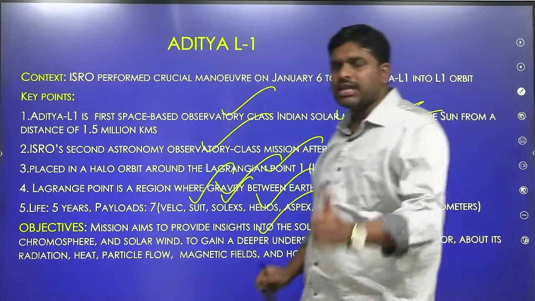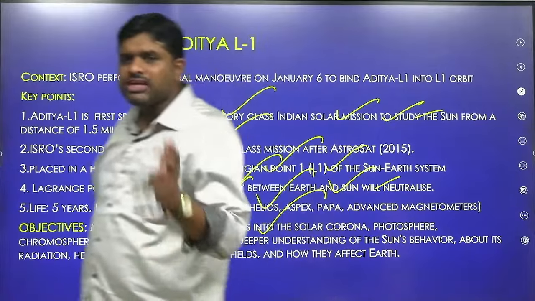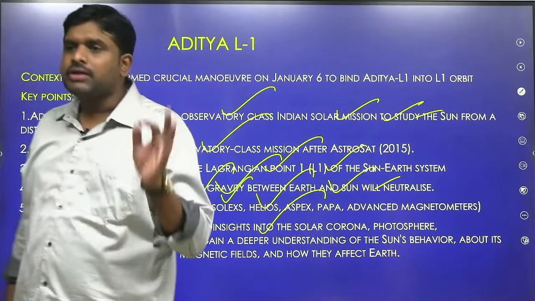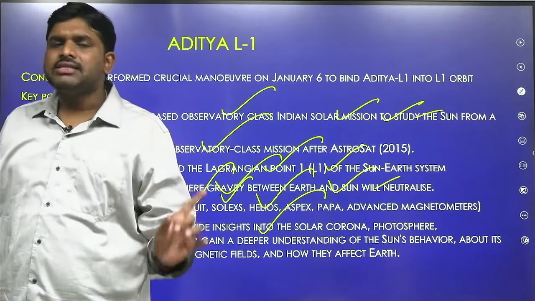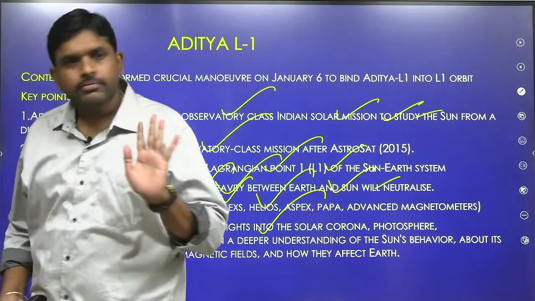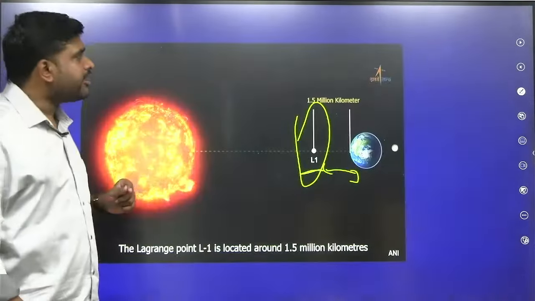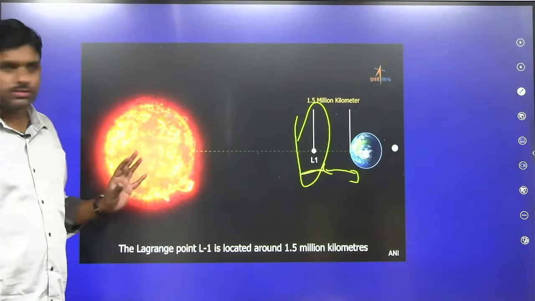It is mainly to study the sun, solar wind, solar flares, chromosphere and photosphere. India's Aditya is studying the sun, and in that way we have to identify it. Hence, it is in the news.